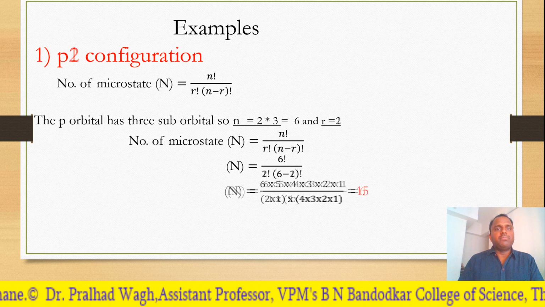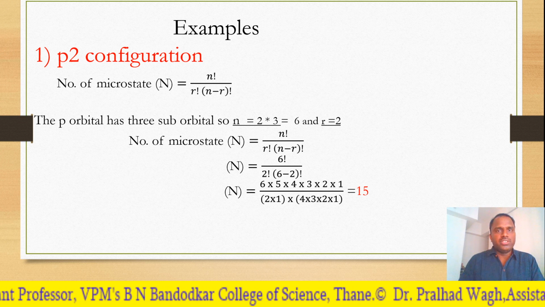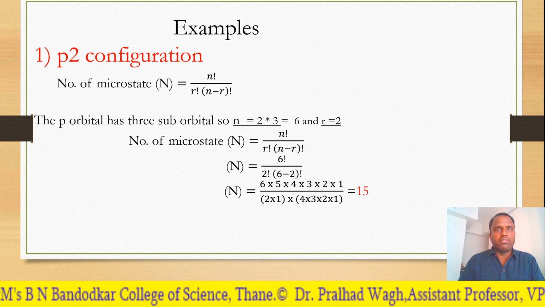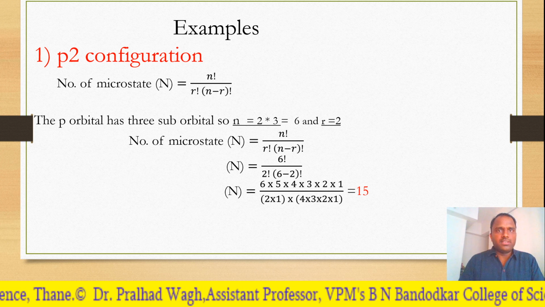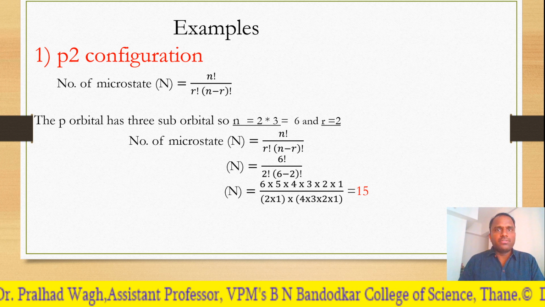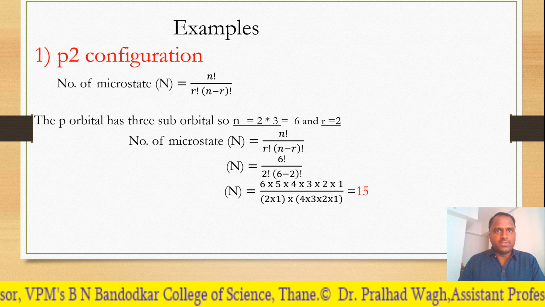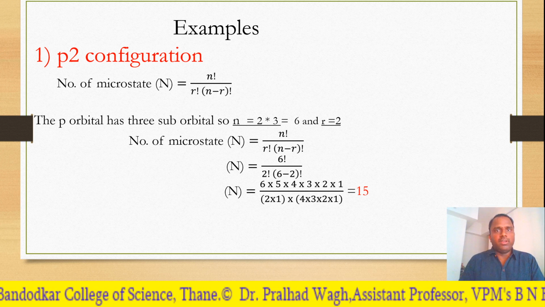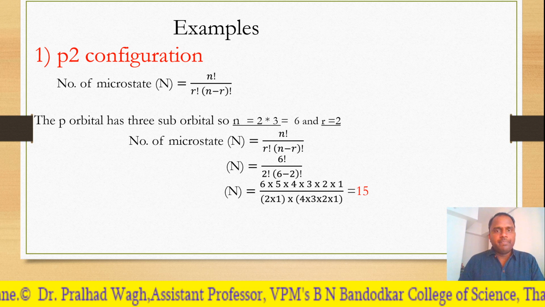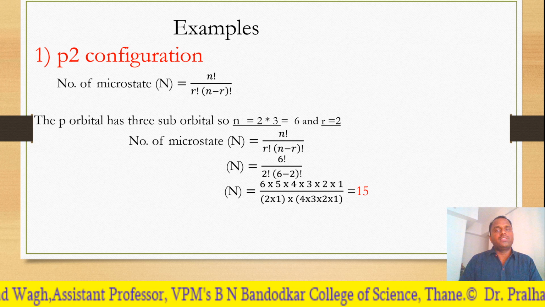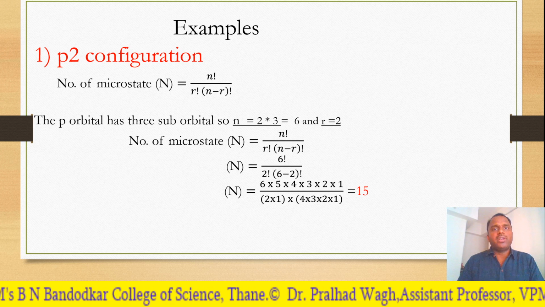The next example is p2 configuration. Here the only change is that the actual number of electrons present in the p orbital is 2. In the last case it was 1, here it is 2. The capacity of the p orbital is 6, so the value of n becomes 6. So by placing the values of n and r in the formula, we get 6 factorial divided by 2 factorial into (6 minus 2) factorial.